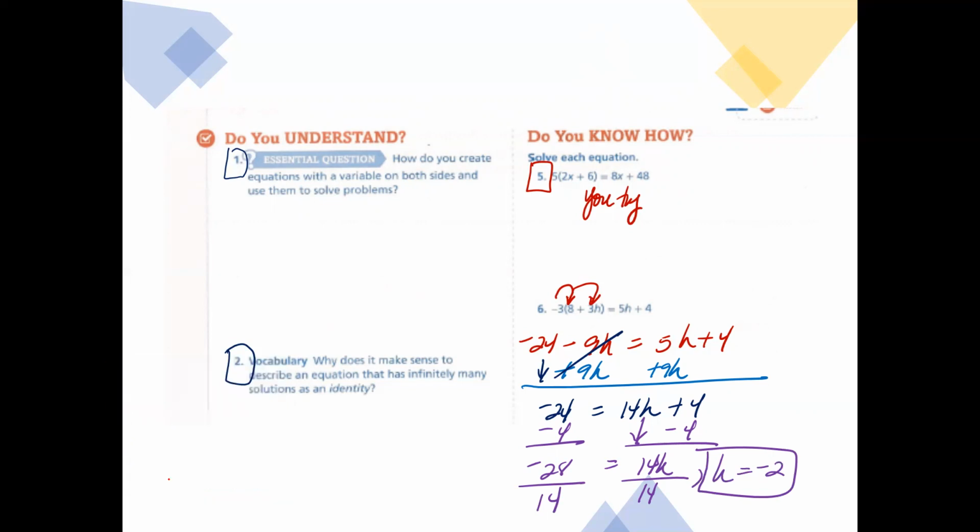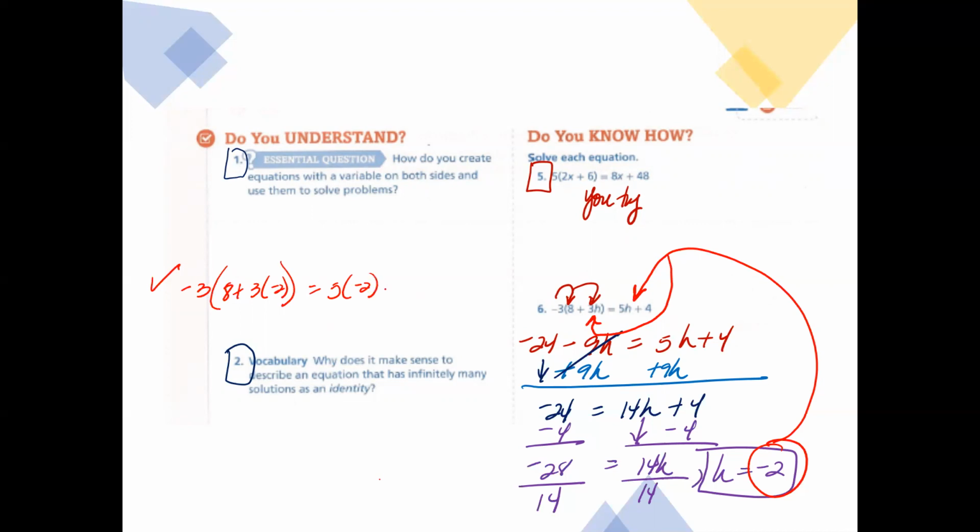Now, if you were to check your answer, you can take that negative 2. Wherever you see an h in the original equation, you take that negative 2 and plug it in. So let's go ahead and try to check that. Here you have negative 3 times 8 plus 3 times negative 2 equals 5 times negative 2 plus 4. Let's see if the left side equals the right side.